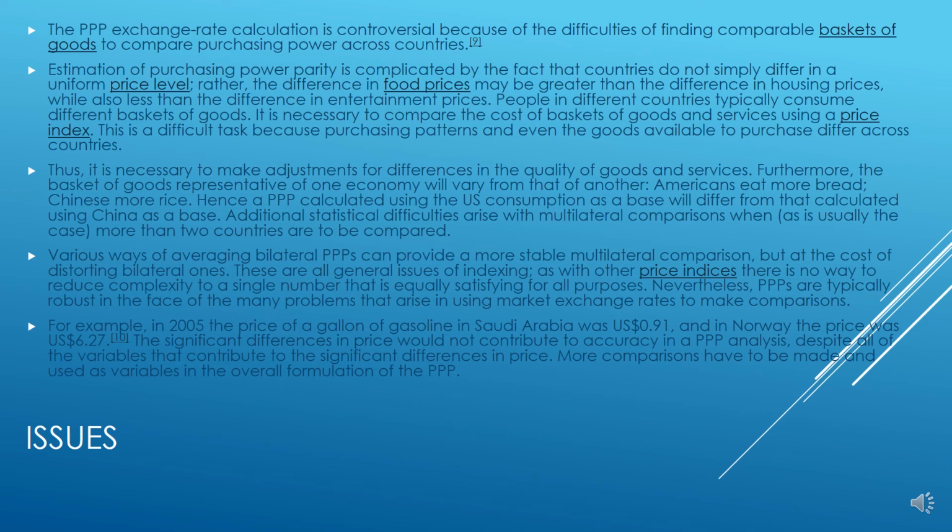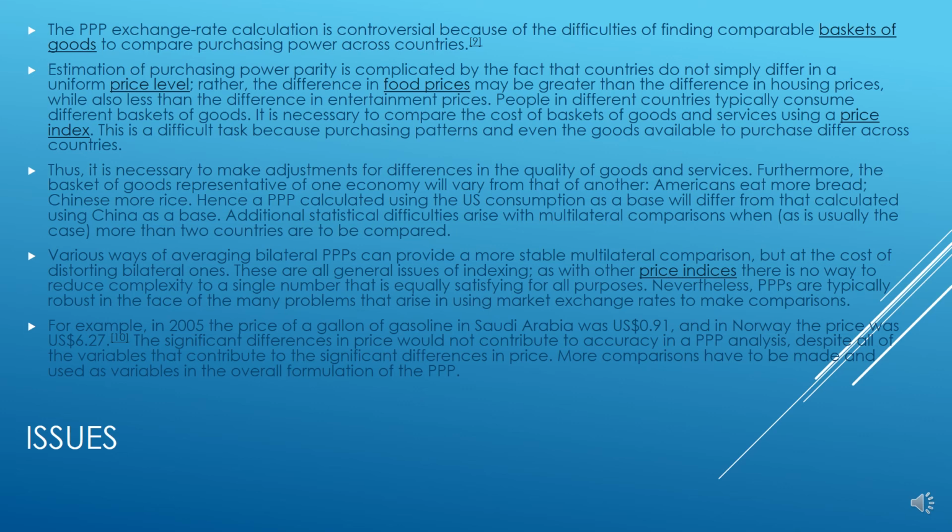purchasing power parities are typically robust in the face of the many problems that arise in using market exchange rates to make comparisons. For example, in 2005, the price of a gallon of gasoline in Saudi Arabia was 0.91 US dollars, and in Norway the price was 6.27 US dollars. The significant differences in price would not contribute to accuracy in purchasing power parity analysis.